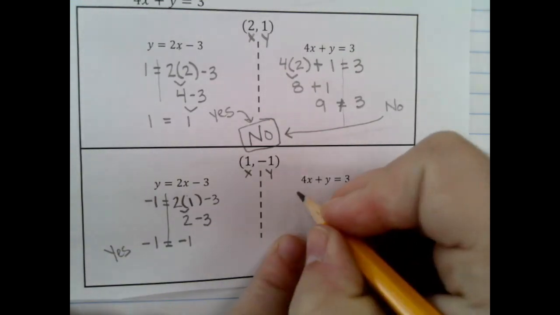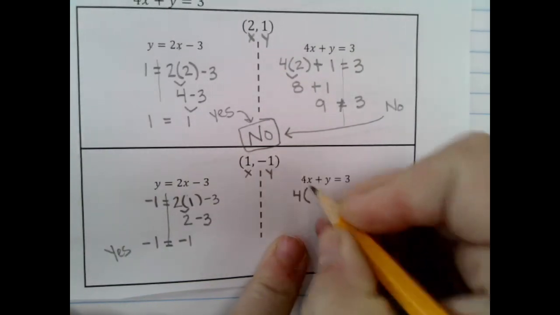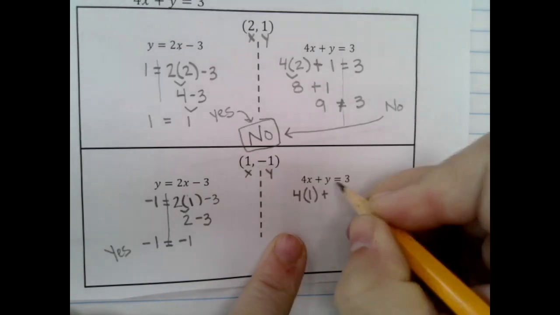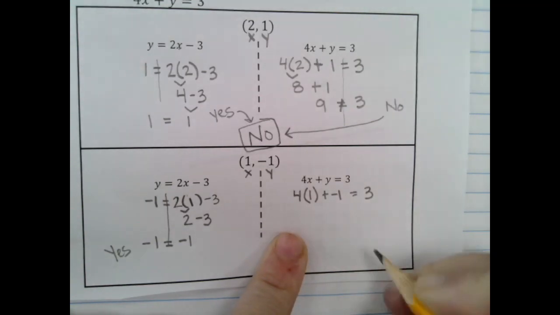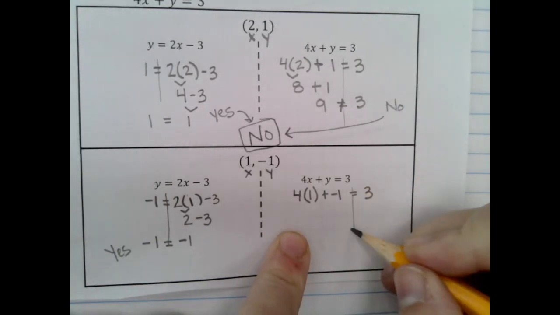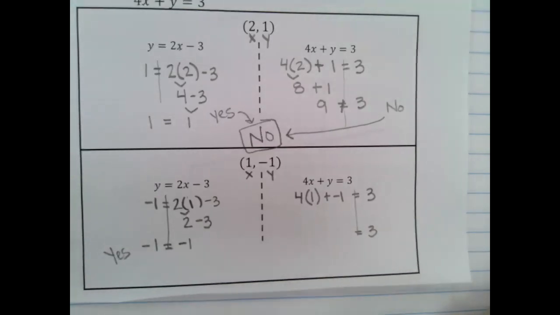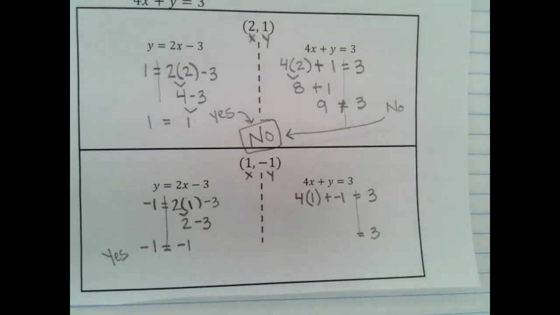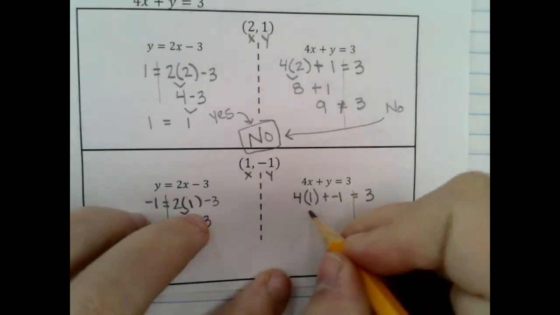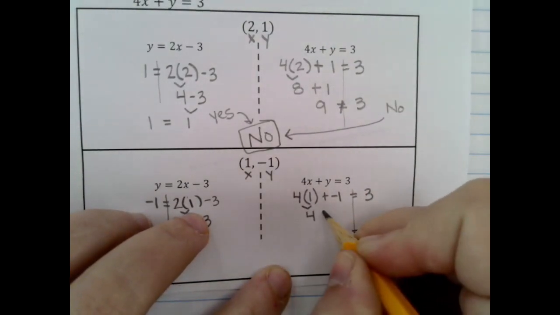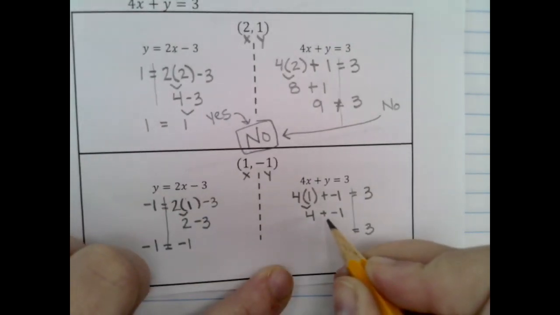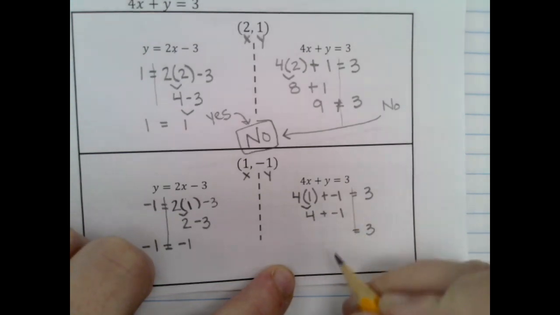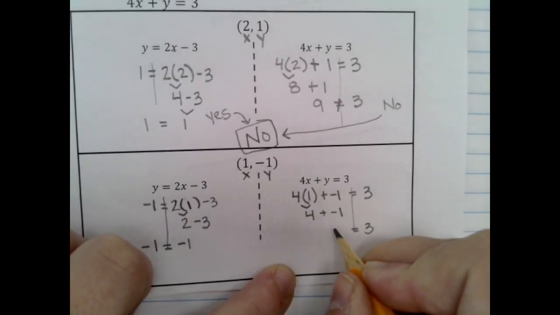All right, so I have 4x. What is my x? 1. So 4 times 1 plus, what's my y? Negative 1 equals 3. There's nothing to do on the right side. The answer is just, does it equal 3? That's our question mark. On the left side, we can actually multiply and add. So 4 times 1 is 4. 4 plus negative 1. That'd be like 4, and then I'm going to go down 1 or take away 1. We'd end up at 3.